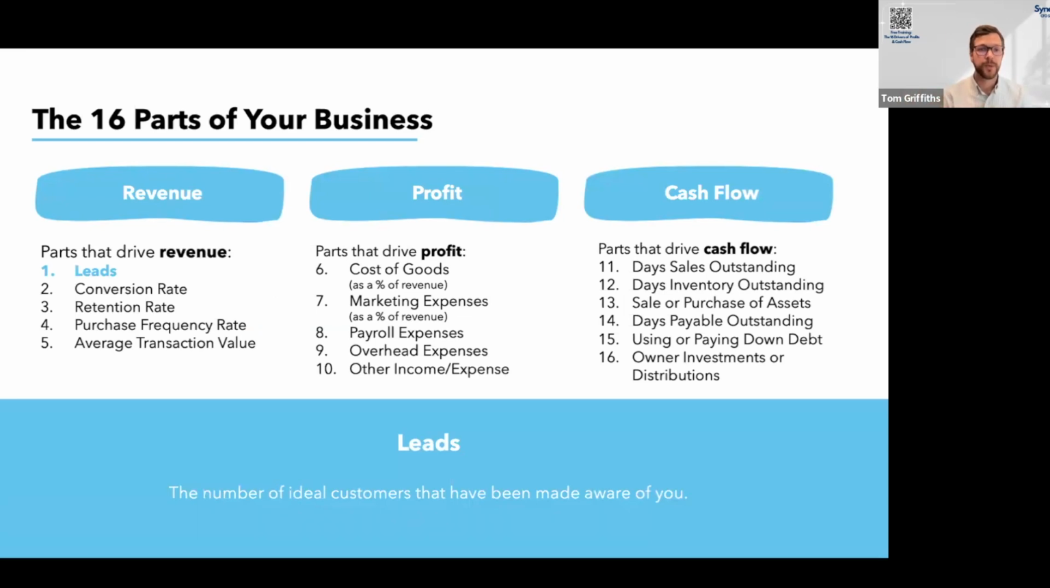Okay. So I'm going to go through each one of these very quickly and explain how they all link together. So we start with leads at the top of the funnel, if you like. If we don't have any leads coming through the door, then naturally we have no opportunity to turn any clients into sales.